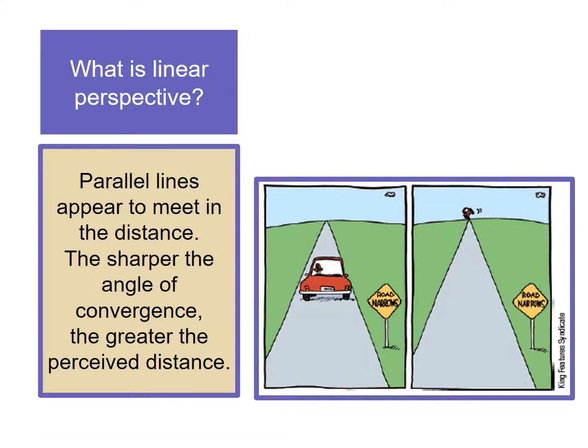Linear perspective. So parallel lines appear to meet in the distance. The sharper the angle of convergence, which is where they come together, the greater the perceived distance. So the picture on the left compared to the picture on the right has a greater angle of convergence, so looks farther than the left.